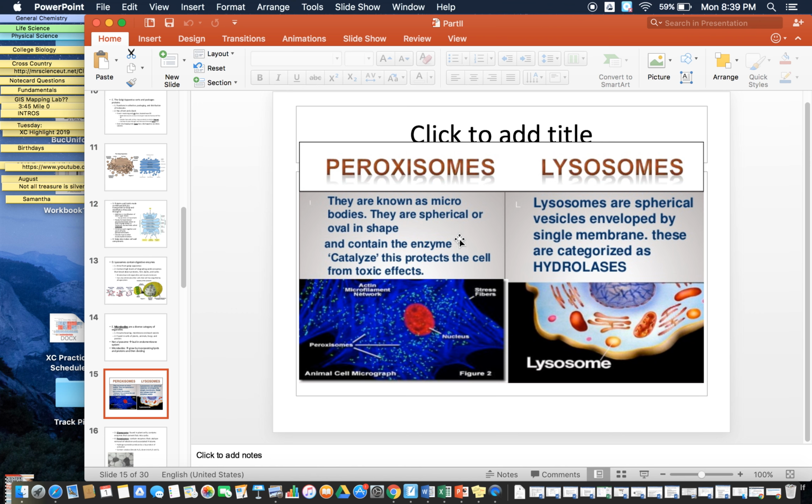So one example of a microbody is peroxisomes. Spherical and oval shape, they contain the enzyme catalase. Ding, ding, ding. That should be ringing some bells. Catalase protects the cell from toxic effects. And so we looked at catalase in liver. Okay, so that was an example of a microbody, peroxisomes. Lysosomes, on the other hand, we categorize them as hydrolases.